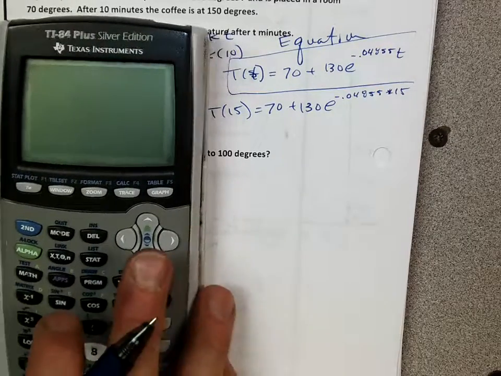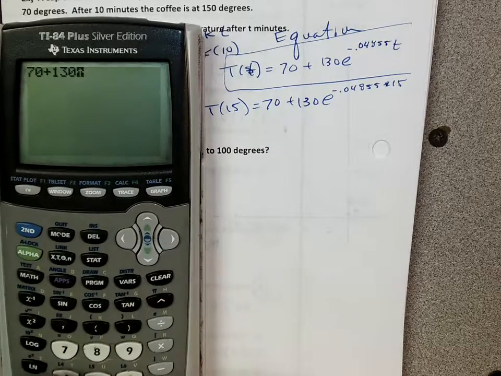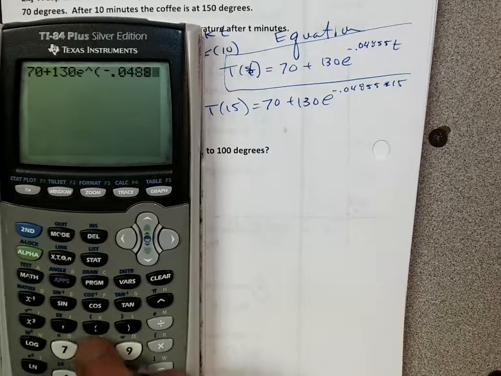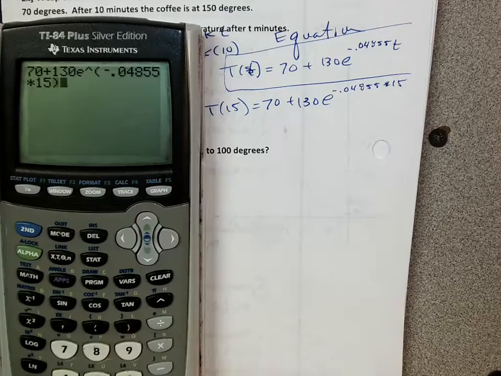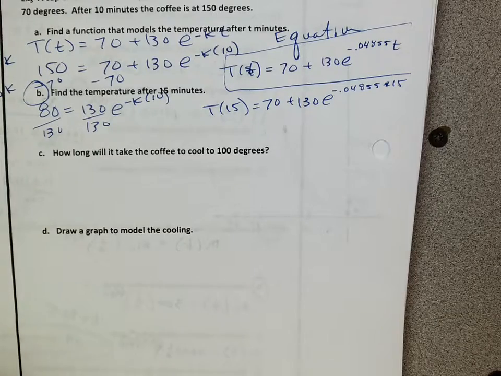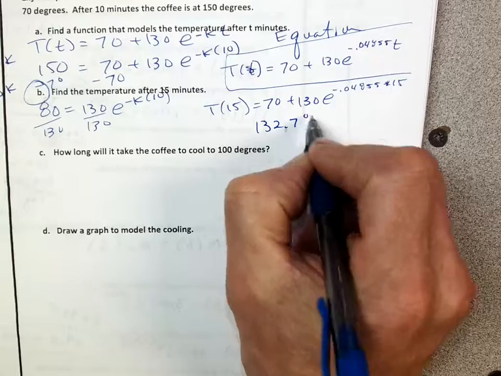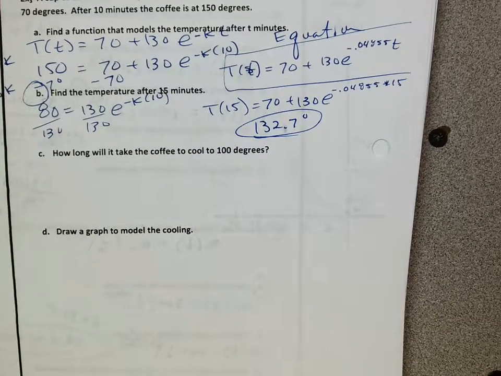So I'm just going to use my calculator. I'm going to go, all right, 70 plus 130 e, right, to the negative 0.04855 times 15, right? See what I got in my calculator? Boom, about 132 degrees. I think I could probably drink coffee that's 132 degrees. So it's about 132.7 degrees, okay? So if we sit it out for 15 minutes, we come back to it, we could drink it, right? It won't burn my mouth.